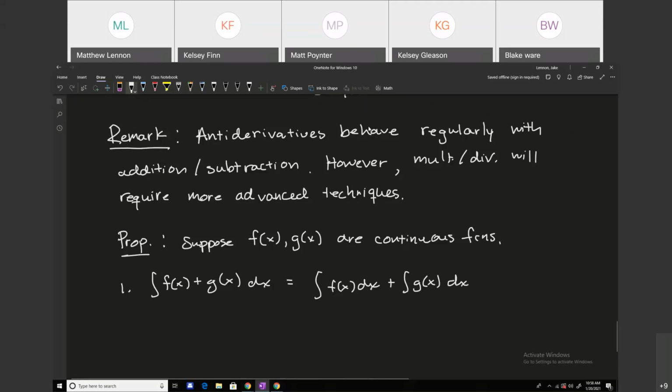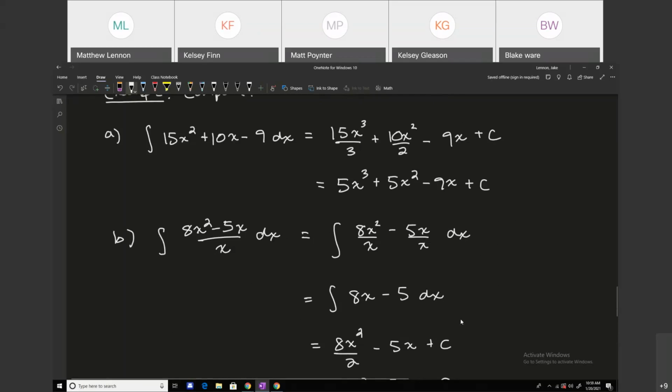So when you looked at part D, I'll do it again with subtraction, even though it's not really necessary. So when you look at, let's say, part A previously, 15x squared plus 10x minus 9, what did I do? Well, I used the antiderivative rule on each part. That's what this new theorem is telling us. It's telling us that we're allowed to work piece by piece when things are added or subtracted.